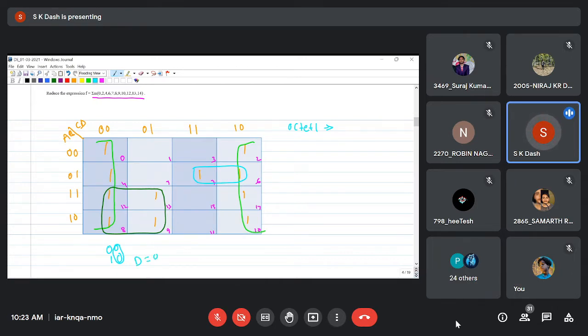Are we solving for SOP or POS? SOP. So in SOP, x bar is 0, x is 1. So what can we write? D equal to 0 means what will it be? Expression for octet 1? D bar.